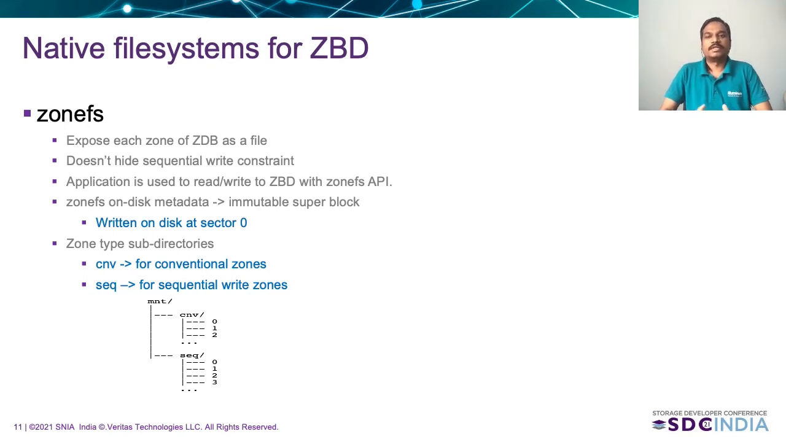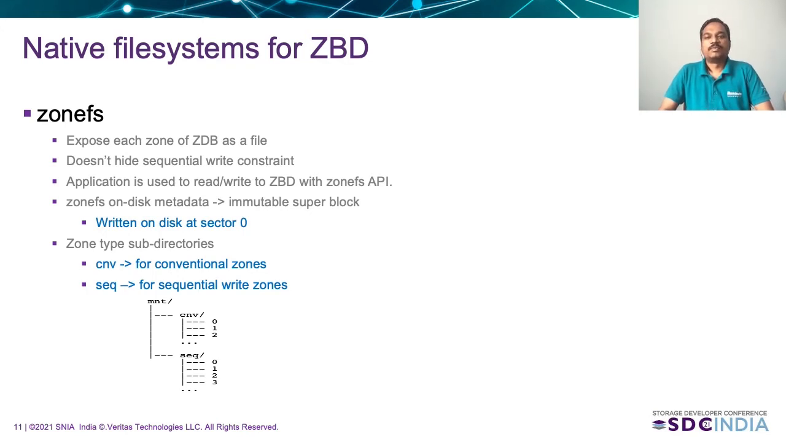Zonefs is developed by Western Digital to support zone block devices. It exposes each zone of the zone block device as a file. Zonefs doesn't hide the sequential write constraint. That's why your application needs to take care and submit only sequential I/O. An application written for zonefs utilizes the zonefs API to do write or read operations on the disk. Zonefs has only one metadata, the super block, which is an immutable super block. Zonefs always places the super block on sector 0 of the device.